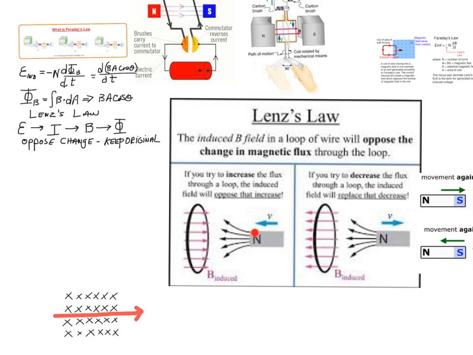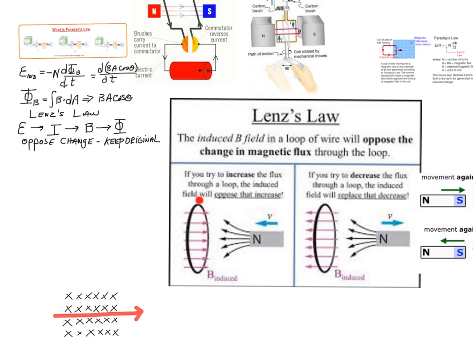And so as I try to move the magnet in, the induced EMF leads to a current, leads to a field, which pushes back on me. So as I try to push it in, I feel resistance. Okay, conservation of energy, that makes sense. In order to push it in, I have to do work. I have to do work to generate current.